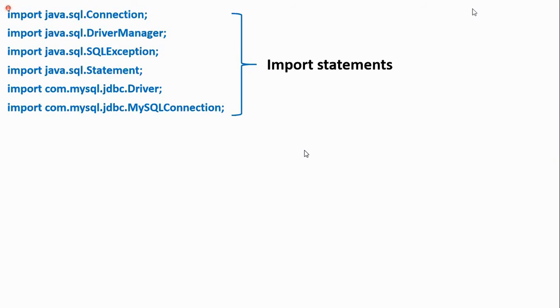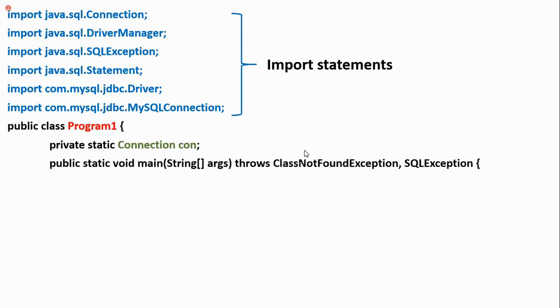The next statement that I will be doing is the signature of the program. That is, I will tell the public class Program1. Inside this, as normal, I will create one static variable, connection type con. Next, this is the main method that I am having, which is throwing 2 exceptions. One is ClassNotFoundException, and the other one is the SQLException.